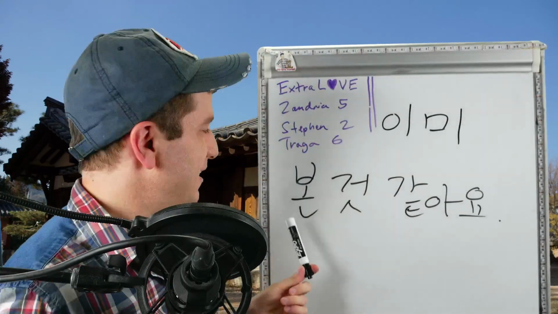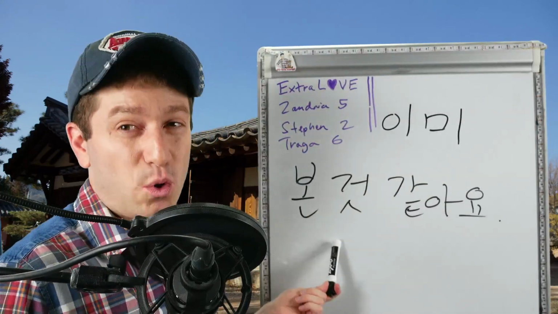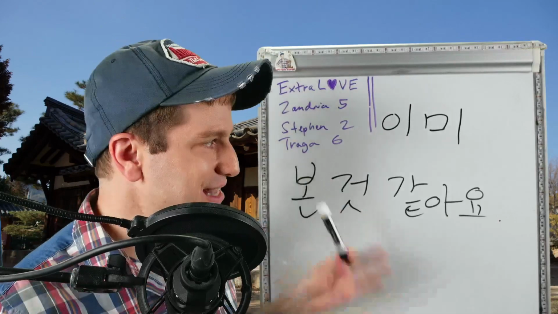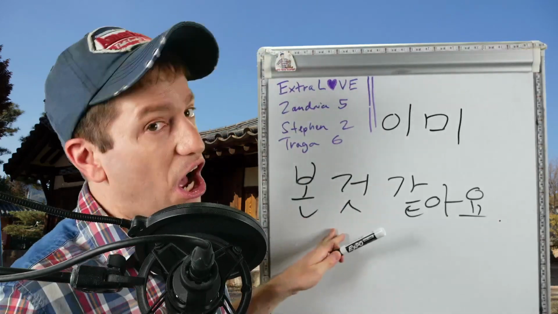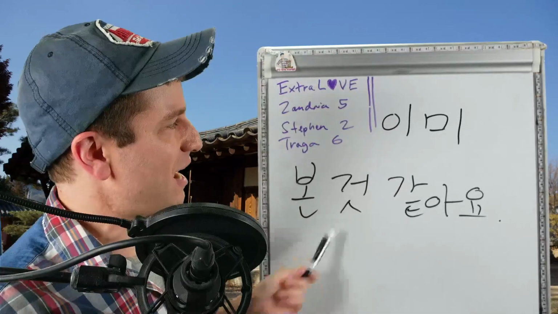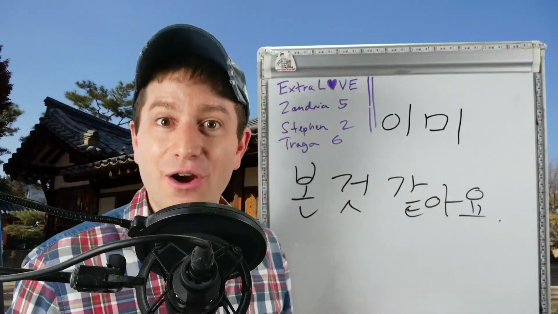이미, already, 보다, to see. In this case, 본 is past tense. So the past tense form of to see, saw, 것 같아요. So it seems I already saw it, or I think I already saw it.